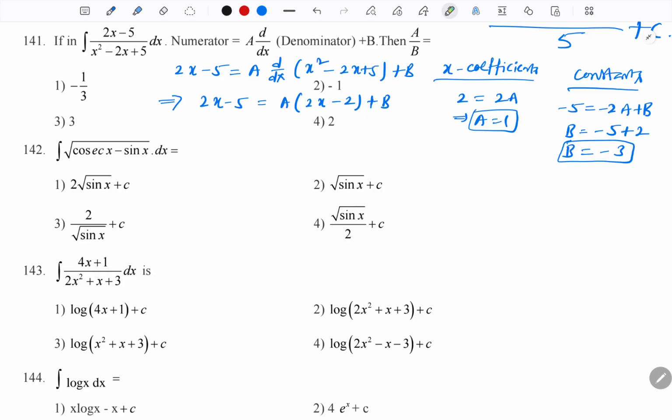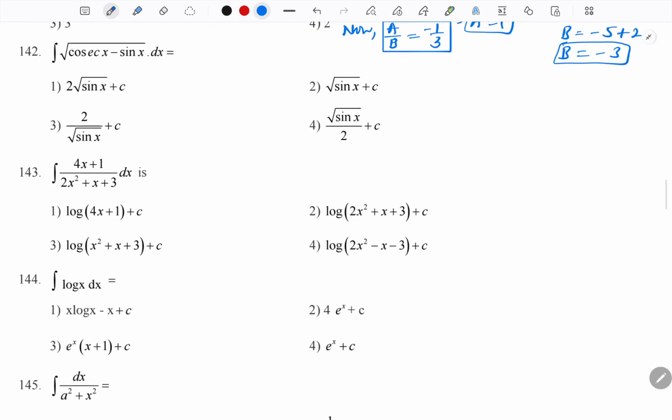Now I will write the remaining part here. Now a by b equal to, what is the a value? 1. So 1 by minus 3 equal to minus 1 by 3. So this is my answer. So it is option number 1, students.